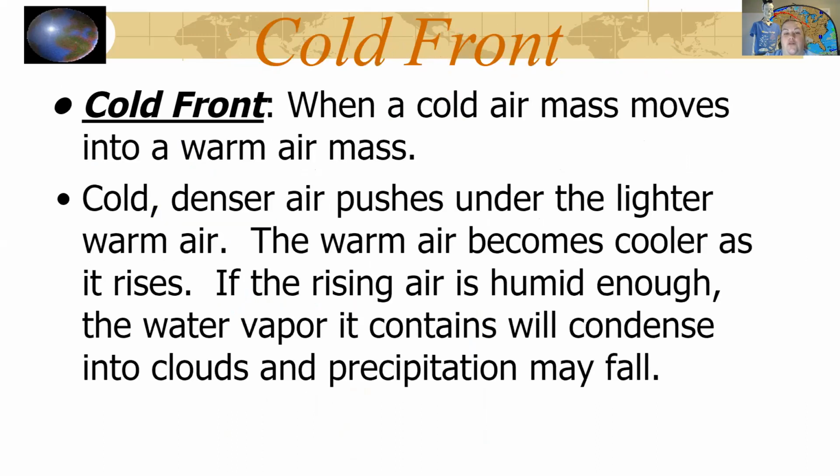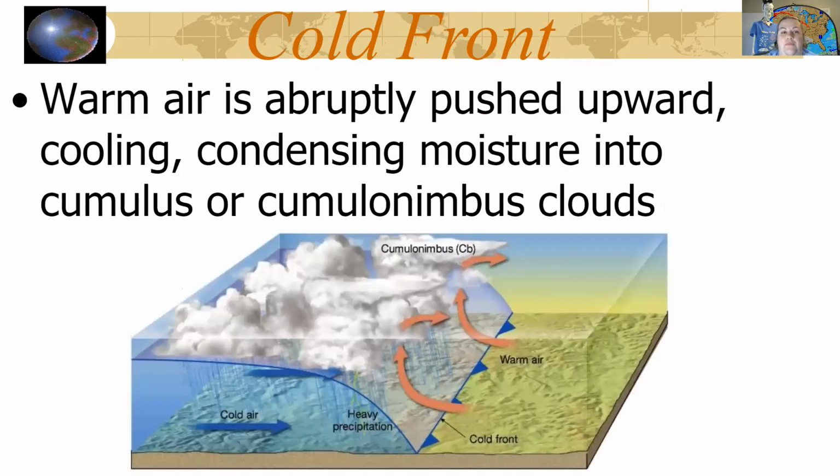So a cold front is when a cold air mass moves into a warm air mass. That cold air is denser and it pushes up underneath the warm air. The warm air becomes cooler as it rises. And if that rising air is humid enough, that water vapor will condense into clouds and then it may rain. Some type of precipitation may fall.